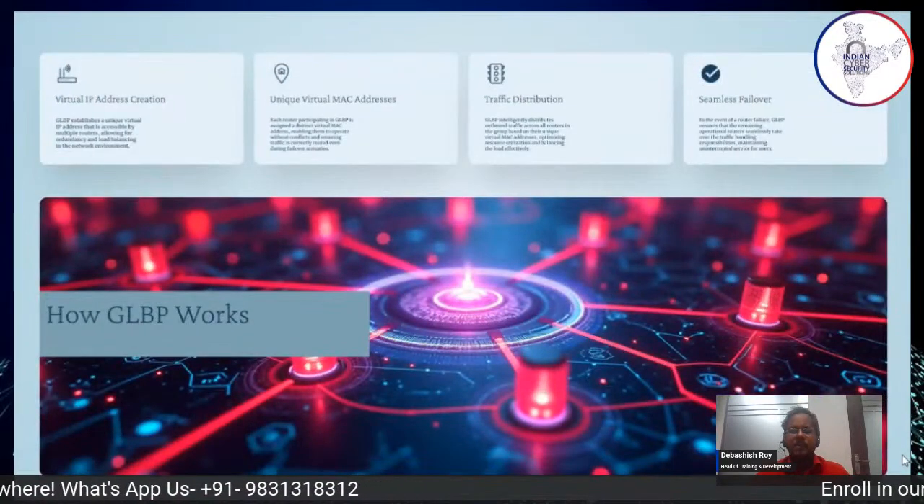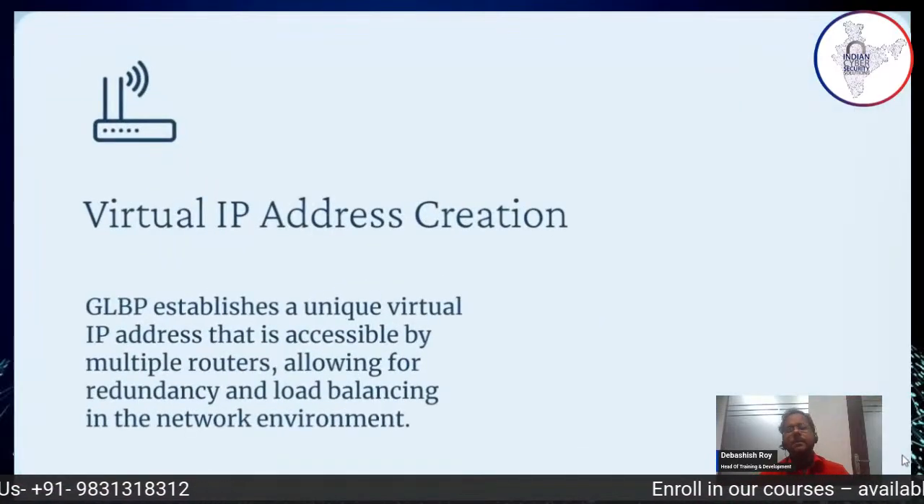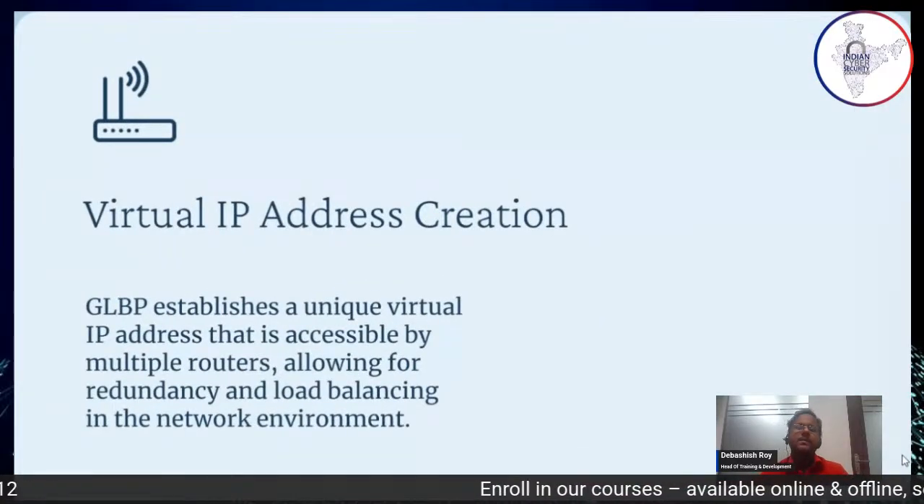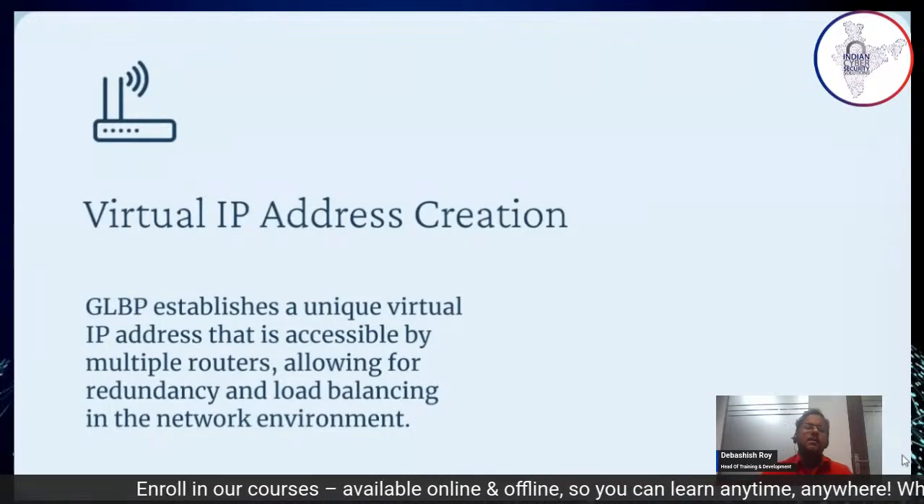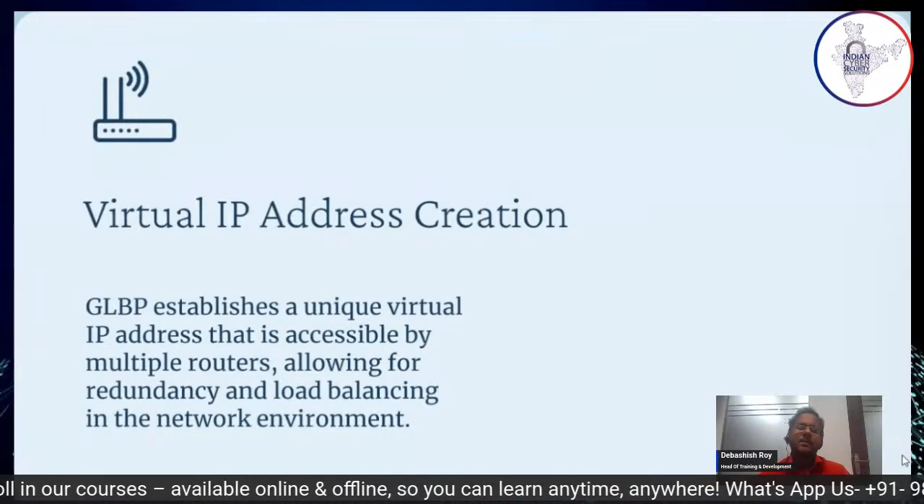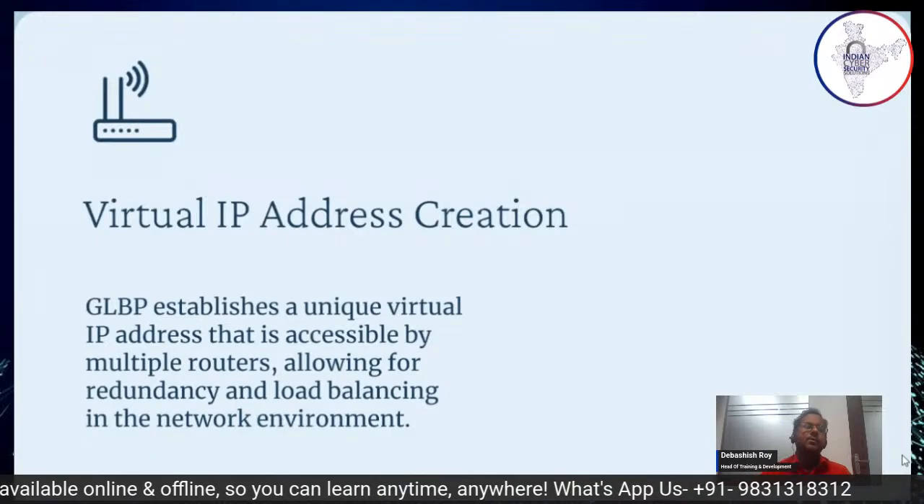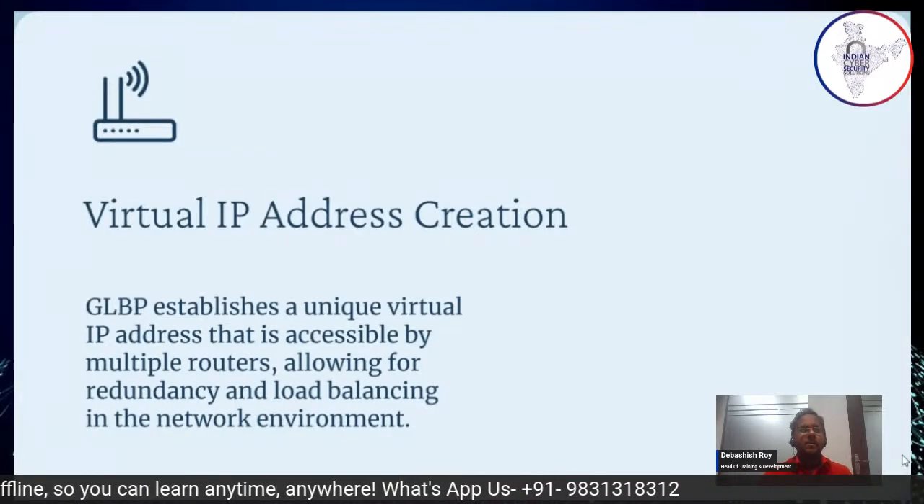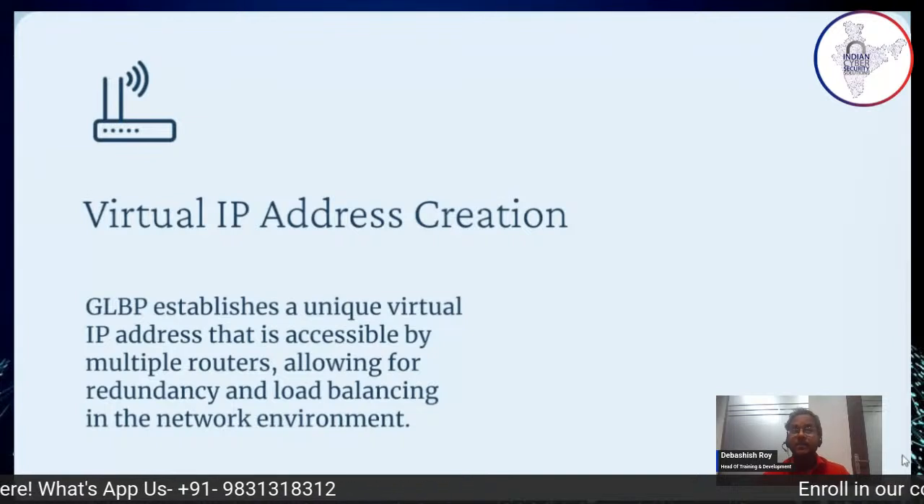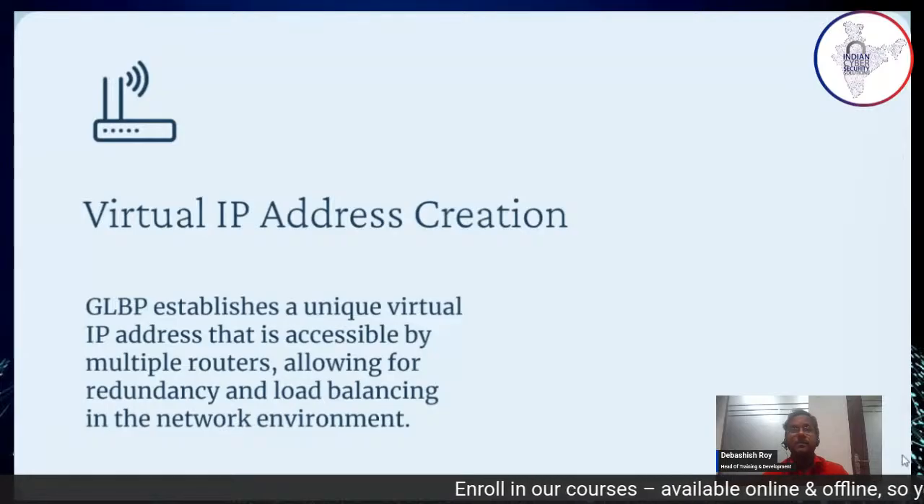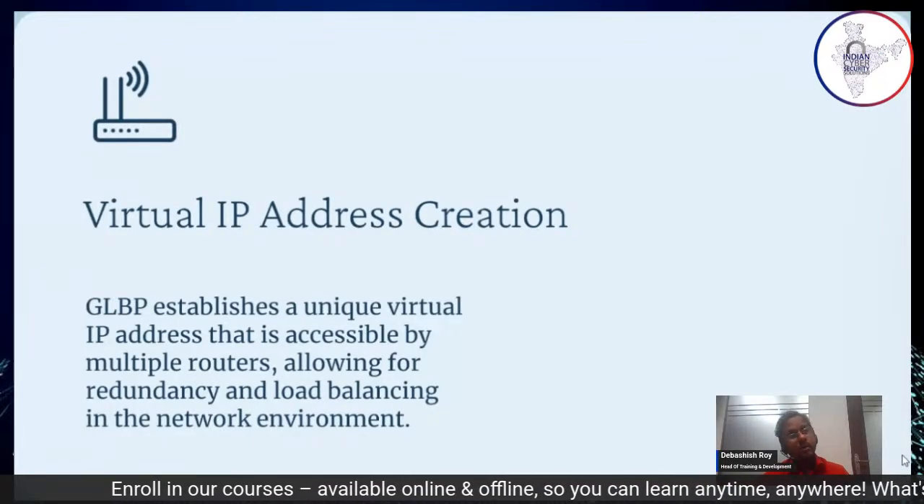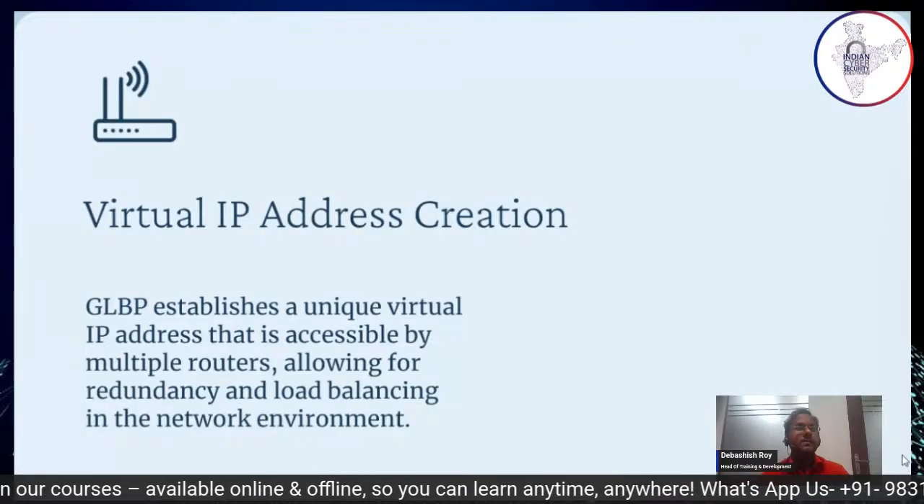Now, how does GLBP work? You have the virtual IP address again. GLBP establishes a unique virtual IP address that is accessible by multiple routers. It allows for redundancy and load balancing in the network environment. So here there is only the active concept. There is no standby concept. So that is the difference between HSRP, VRRP and GLBP. They are doing the load balancing, so all routers are active. No router is in idle mode.